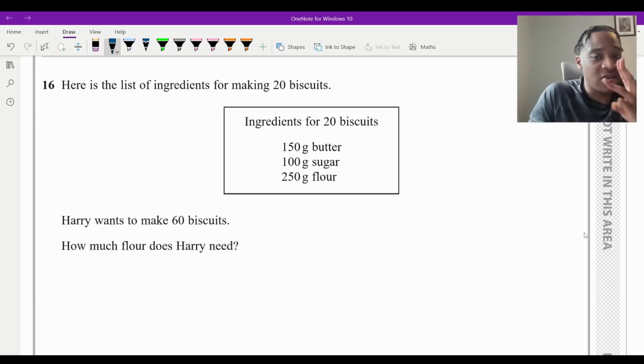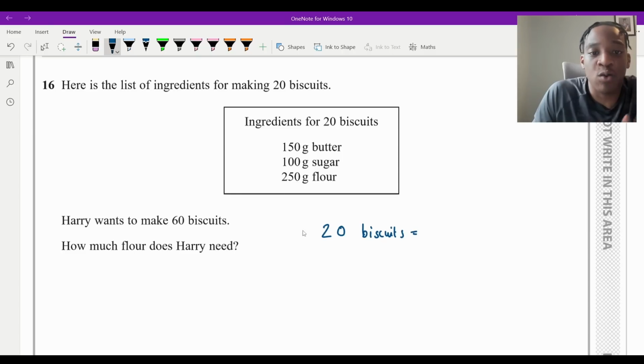Okay, so we've got 3 ingredients here, but they're only asking us for one of the ingredients, which is flour. So what I would do is say, okay, well, fine. I'm going to say that for 20 biscuits, right? For 20 biscuits, we know that in terms of flour, we need 250 grams. So I'm going to write 250 grams of flour.